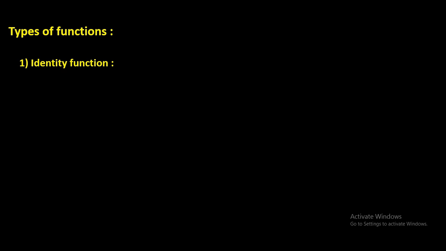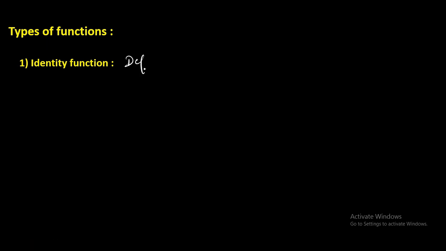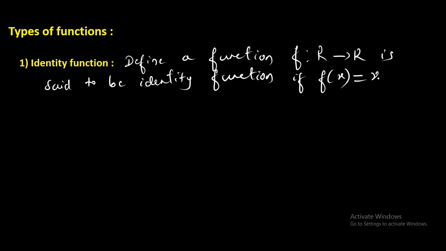The first one is identity function. The definition of this identity function is: define a function f from real number to real number is said to be identity function. The word itself says its meaning, identity function, if f of x is equal to x for every x belongs to the domain that is nothing but capital R. So when f of x is equal to x, that is called as identity function.